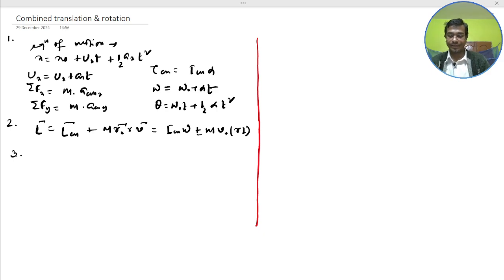Next one, the kinetic energy. Kinetic energy in combined translation and rotation is half m v square plus half I omega square. Rolling of solid sphere.